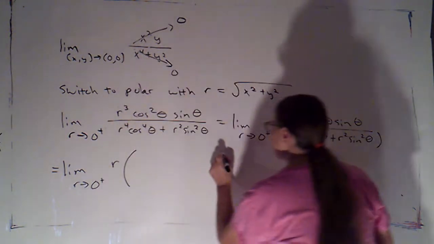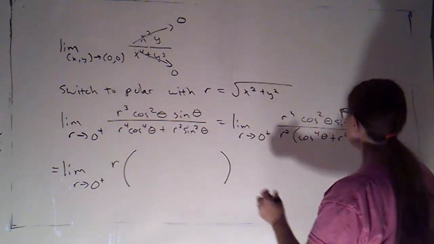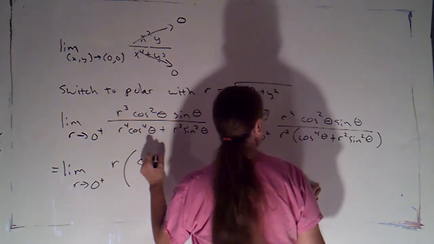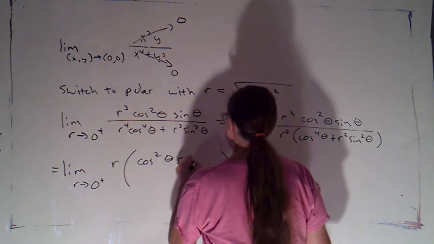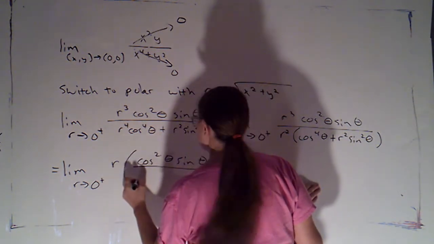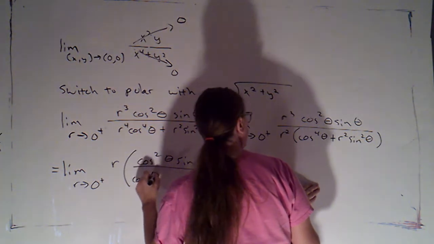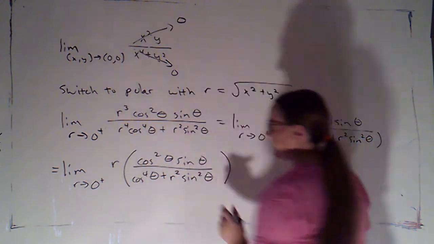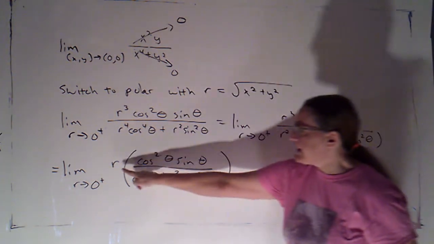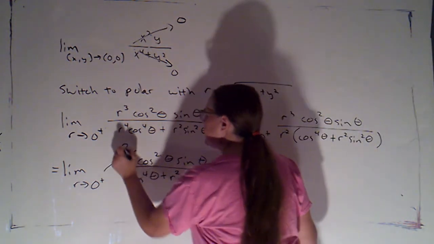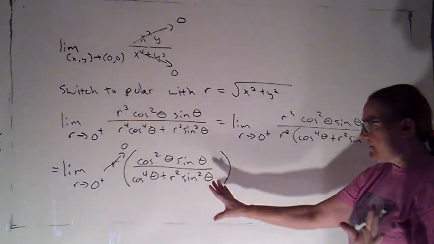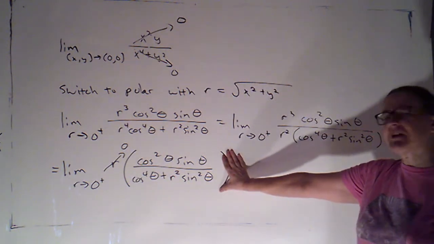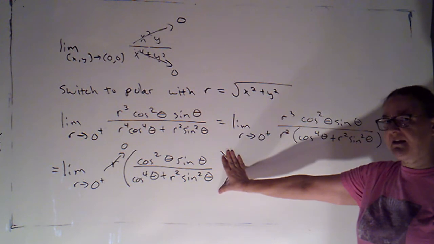So we'll have the limit as r goes to 0 from the positive side. I'm going to just factor out that r, and then the fraction that's left is cosine squared theta sine theta over cosine to the 4th theta plus r squared sine squared theta. So I can see this factor is going to 0. The limit will be 0 if this factor is bounded, and I don't think it is.